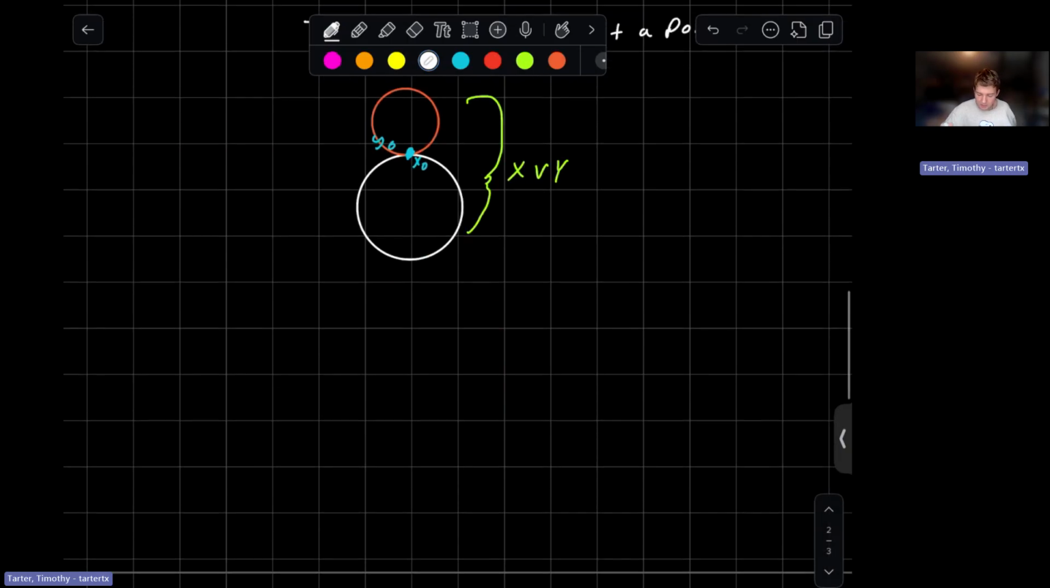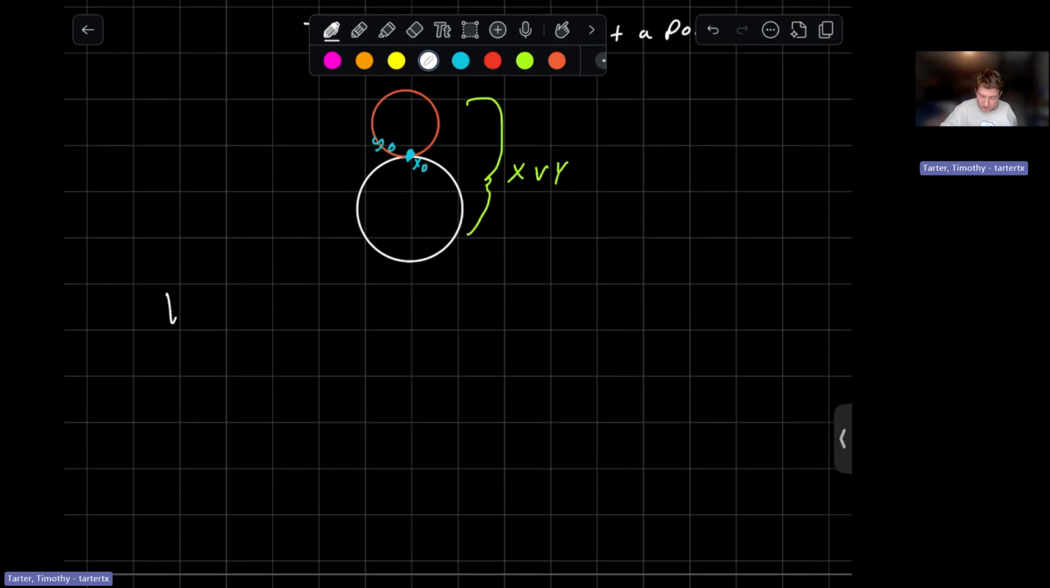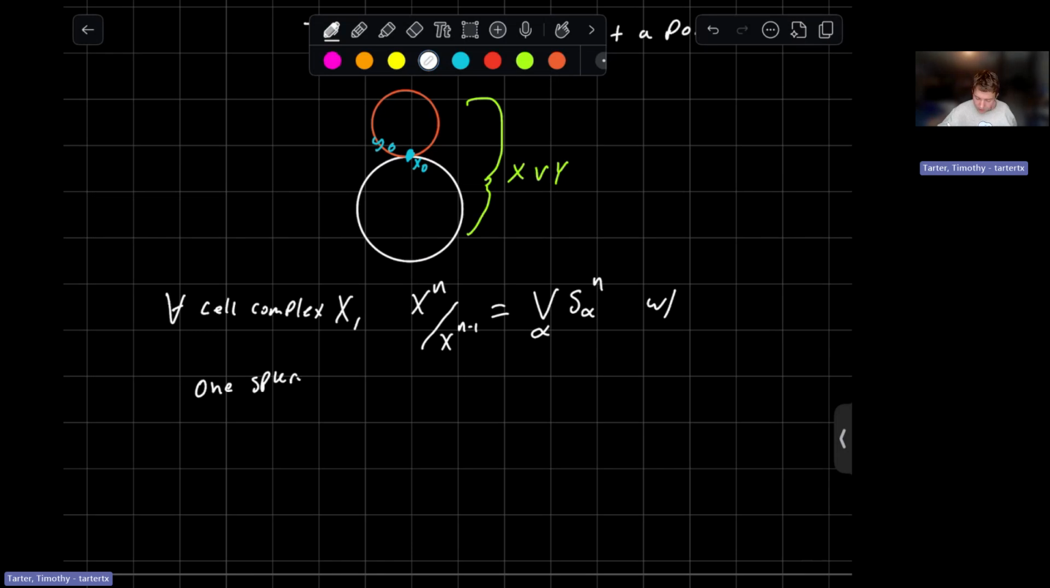As a bigger example of this, for every cell complex X, the quotient X^n mod X^(n-1) is a wedge sum of n spheres S^n_alpha, with one sphere for each n cell of X.